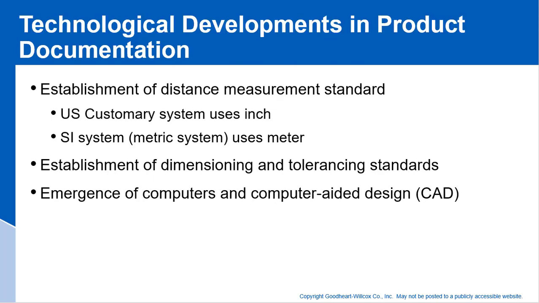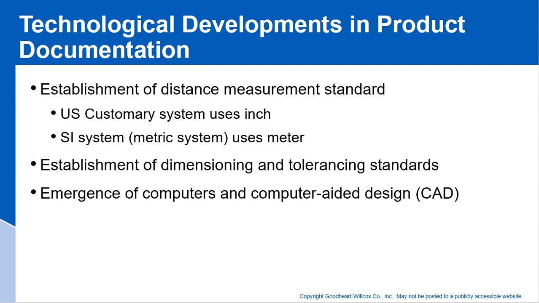So there's been a lot of developments in product documentation, establishment of distance measurements. I think we're talking about the second objective now: recall the history and development of dimensioning and tolerancing methods. Establishment of distance measuring: we have the U.S. customary system, which uses inches, and the SI system, the metric system, which uses meters. So typically for mechanical drawings, we're talking about inches or millimeters. Establishing dimensioning and tolerance standards was very important to develop these systems of units.